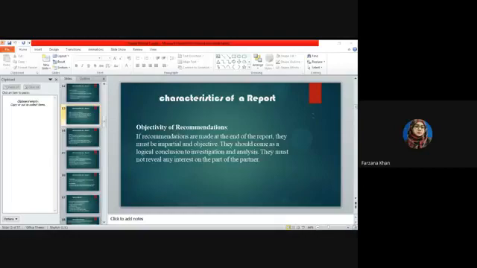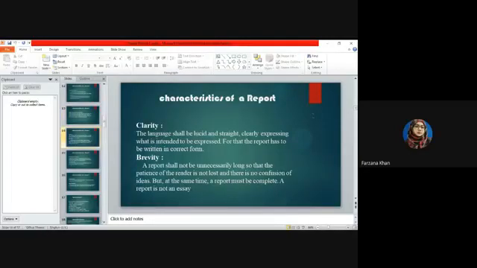You should be objective while giving recommendations, because on the basis of your recommendations, decisions are taken. So you should keep it in your mind that your report is the basis for the decisions. That's why you should be objective while giving recommendations, and you should put aside your personal interests.